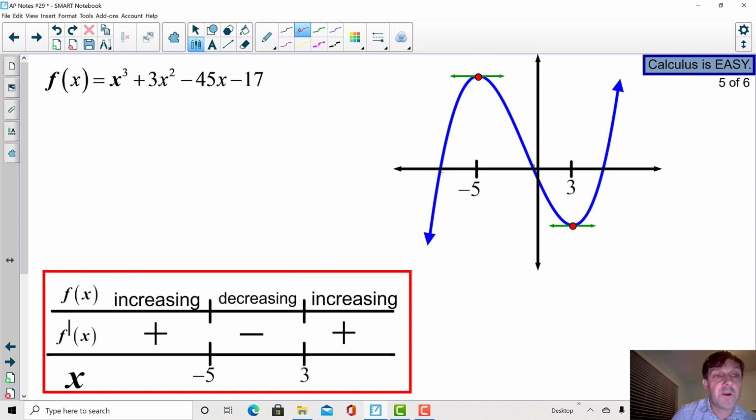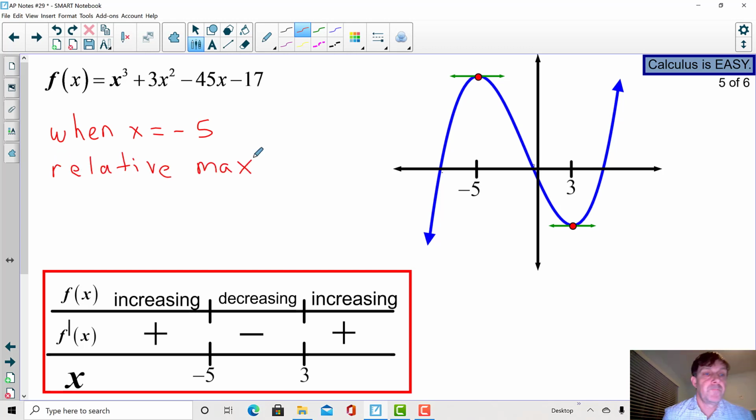Okay, after filling out this chart, we found out that when x is equal to -5, we have a relative maximum value. If we want to know what the relative maximum is, we would have to plug a -5 into this function.